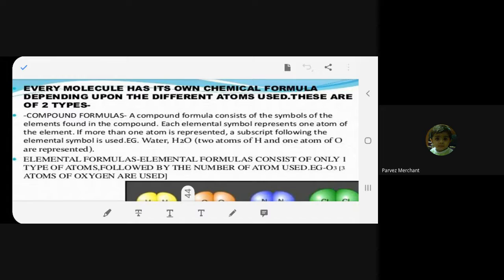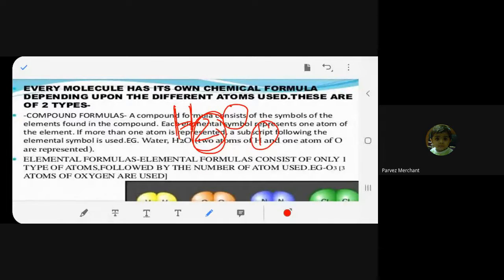For example, we take water. What is the subscript over here? What is the subscript I have put over here? H2O. No, it is 2. Subscript is 2. So 2 is the subscript of hydrogen. And what is the subscript of oxygen? 1. We don't write 1. Remember that. We don't write 1. So we leave it blank.